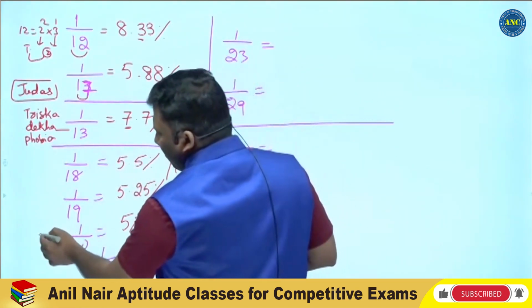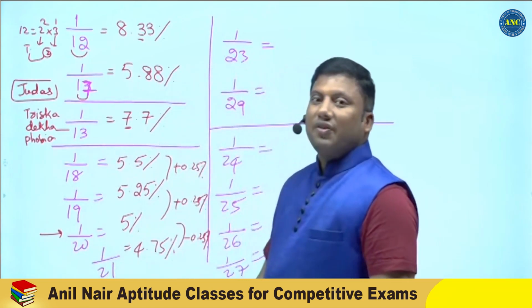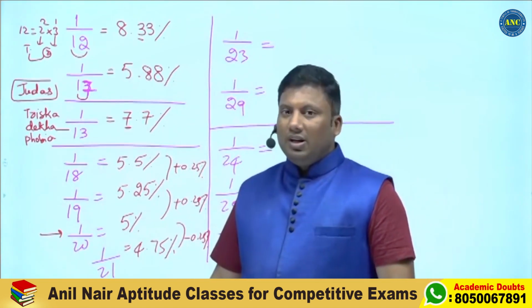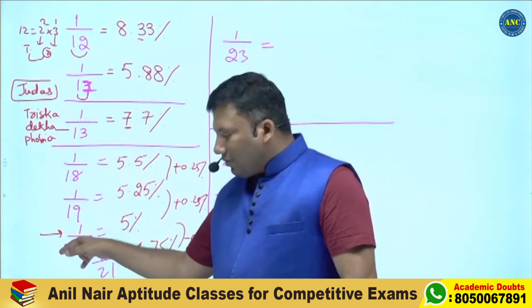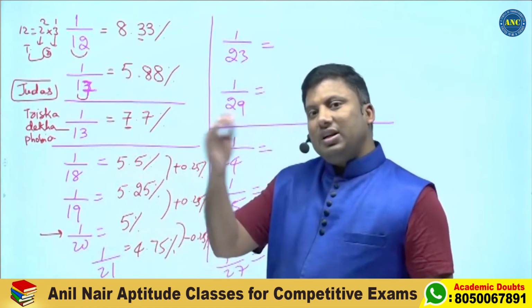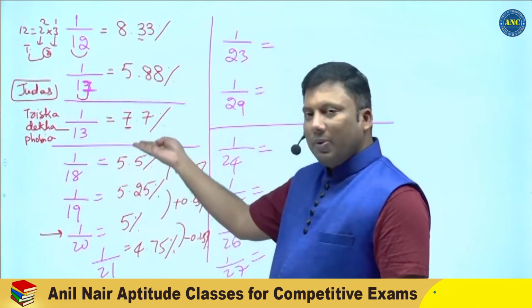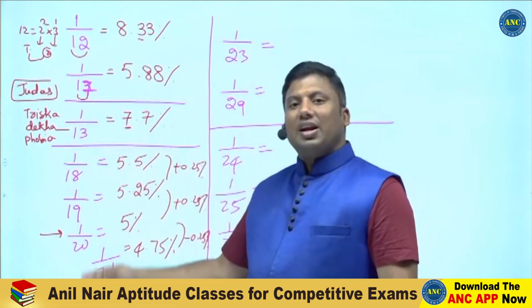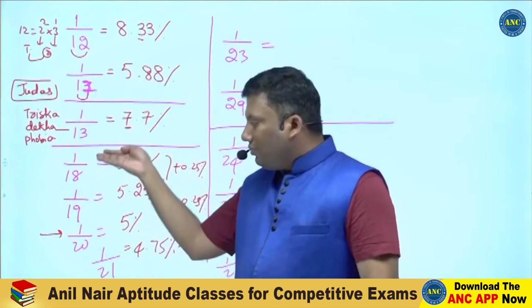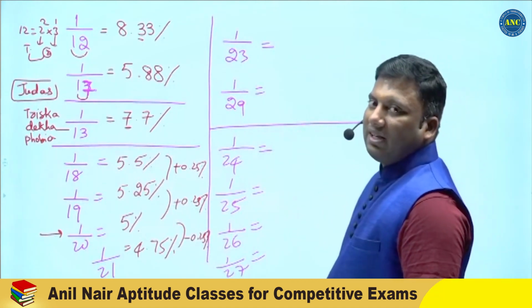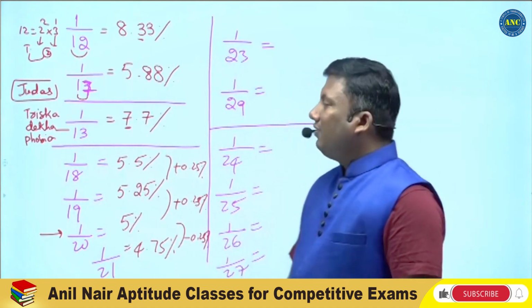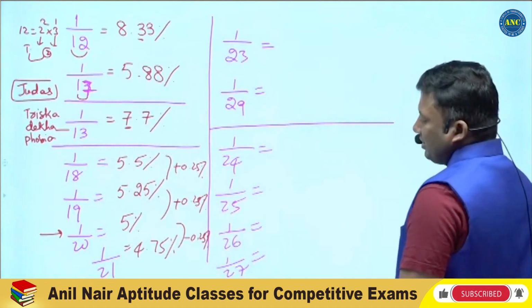Simple index to remember: 1 by 20 is 5%. If the denominator value decreases, percentage value will increase. Increase it by 0.25. 18, 19, 20, 21. They all go together with a deviation of 0.25%.